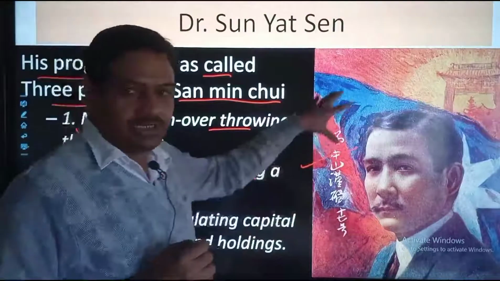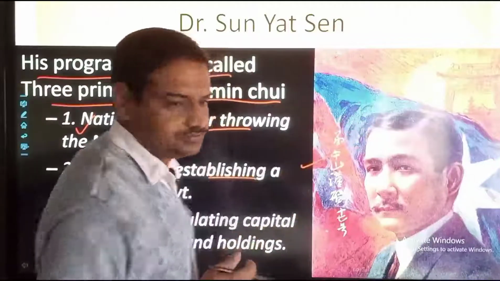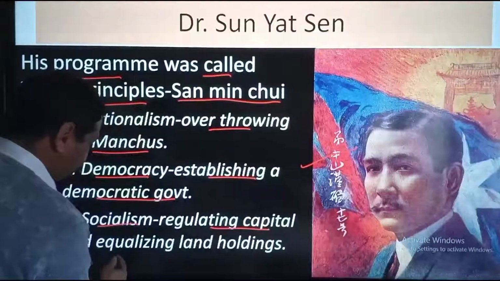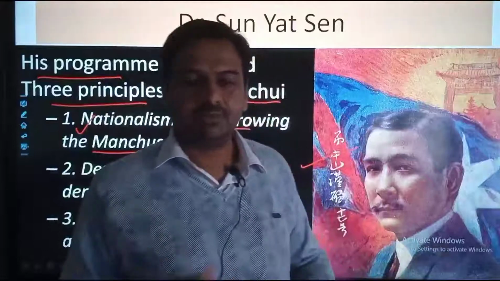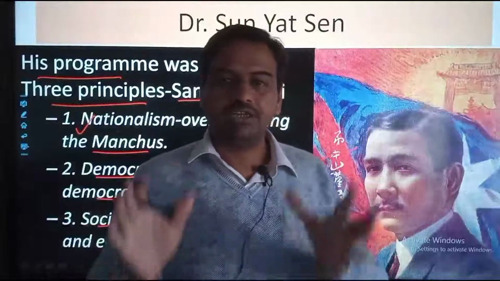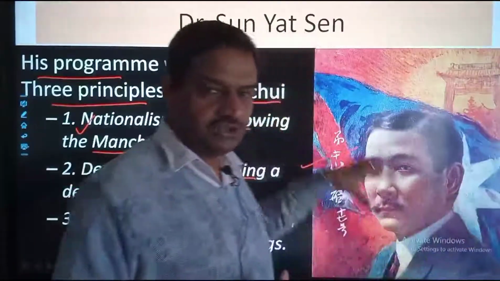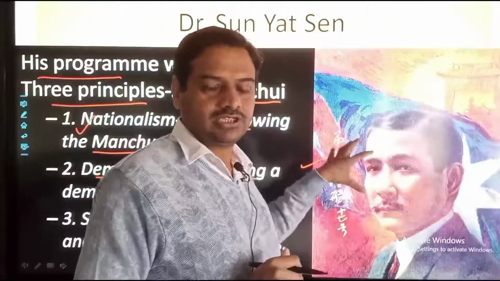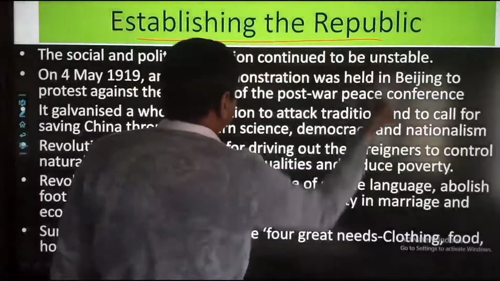The second principle is democracy, establishing a democratic government. He wanted to set up a democracy in China, and he wanted to set up a democratic government in China. Then socialism, regulating capital and equalizing land holding. There used to be land holding in the hands of some people. There were warlords, so he also started a battle against the warlords, and he wanted to distribute the land equally among the Chinese people. So these were the three principles of Dr. Sun Yat-sen's politics in China. How he established a republic, that we will discuss.